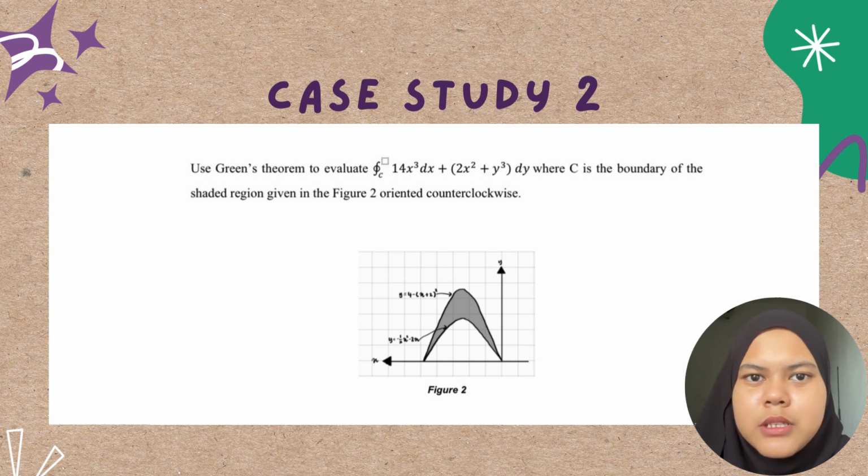Next, we continue with our second case study. We also chose a Green's theorem question. The question is, use Green's theorem to evaluate the integral of 14x cubed dx plus 2x squared plus y cubed dy, where C is the boundary of the shaded region given in figure 2, oriented counterclockwise. The first equation is 4 minus (x plus 2) squared, and the second one is negative 1 over 2 x squared minus 2x.